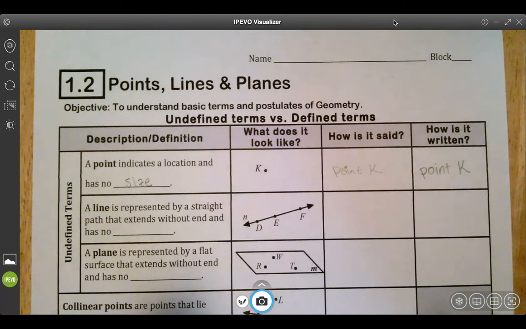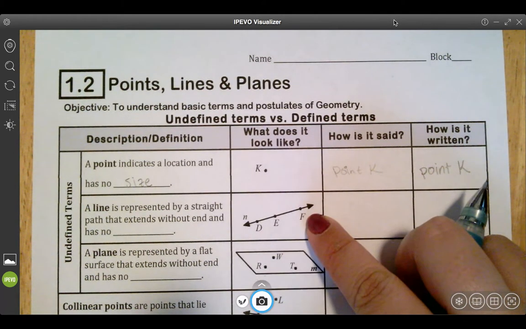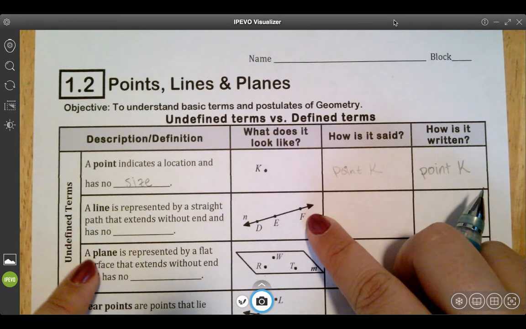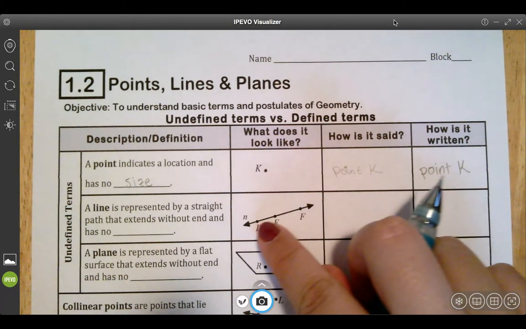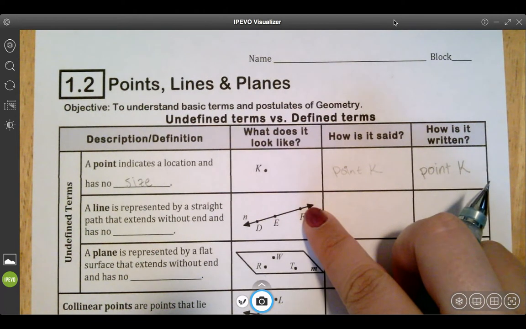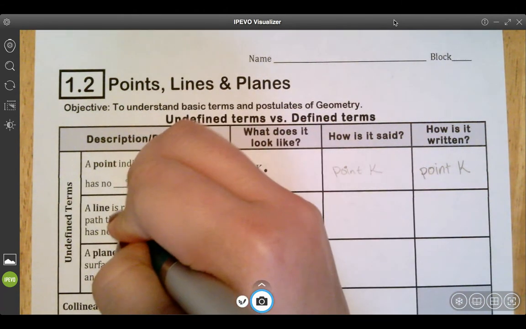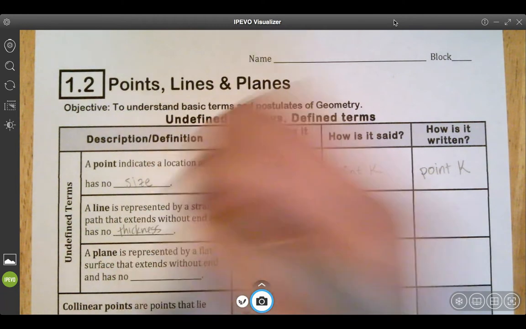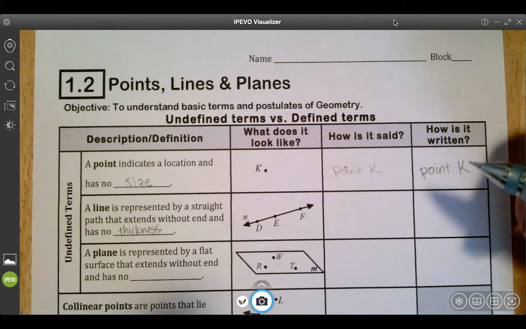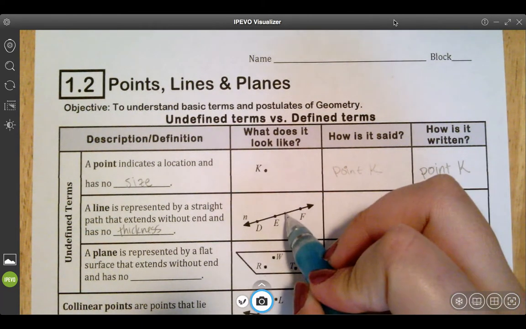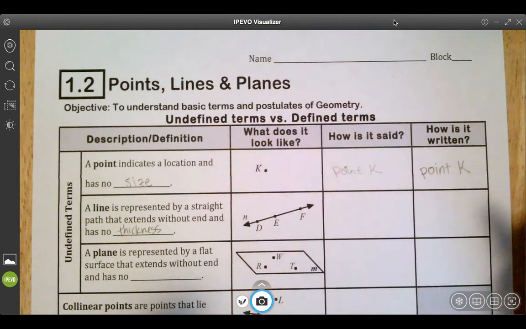If we take a point and we put a lot of points next to each other so that they're touching, we get a line. And so a line is the next term that we'll define. And a line is represented by a straight path that extends without end. This has no thickness. So it's points that are just lined up only in one direction. So even though this is represented by a line, I could technically say there's a thickness here. A line should have no thickness.